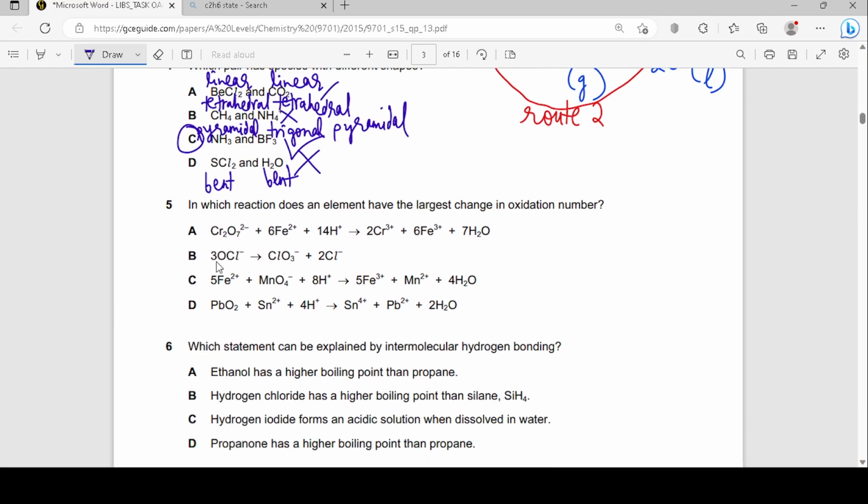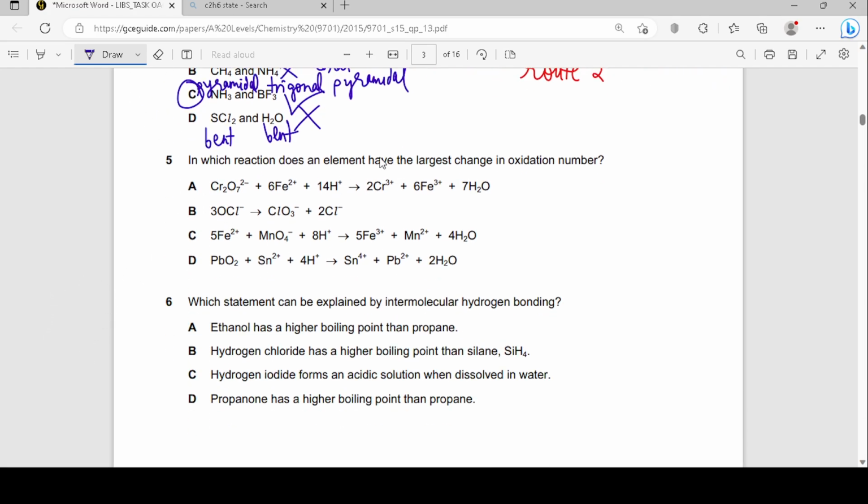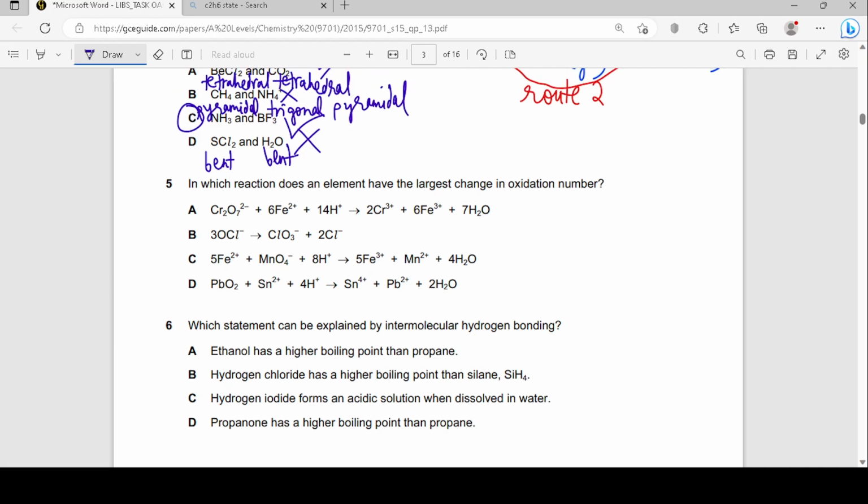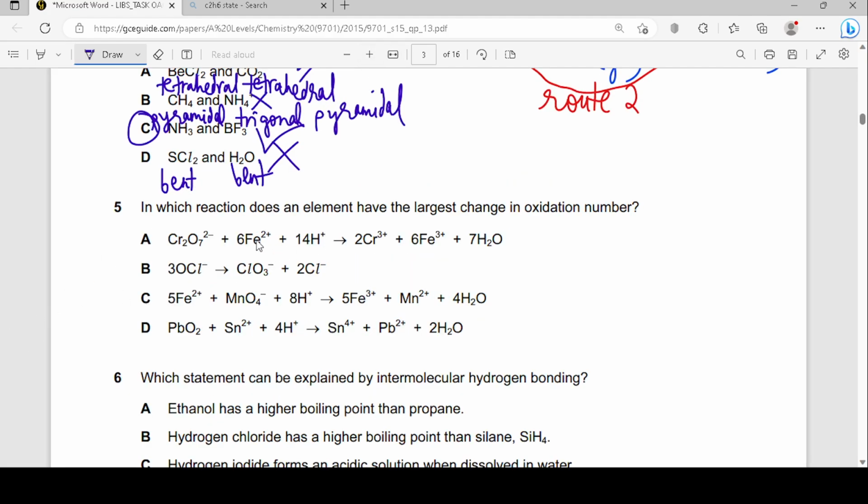Okay, next question. In which reaction does an element have the largest change in oxidation number? So let's look at the options. Cr2O7 2- plus 6Fe2+ plus 14H+ gives you 2Cr3+ plus 6Fe3+ plus 7H2O. Okay, so over here you have Fe2+, that's obviously plus 2, and here you have plus 3, right? Iron is plus 3.